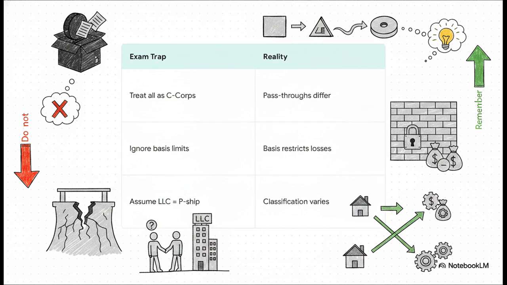Do not treat all entities like C Corps. Remember the pass-throughs. Never forget that a partner or S Corp shareholder's basis is a living, breathing, constantly changing number. Don't ever ignore separately stated items by just lazily lumping them into ordinary income. Never assume an LLC always means a partnership without checking the number of owners and looking for elections. Never deduct a pass-through loss on an individual return without first verifying the owner actually has enough basis. And finally, never confuse the tax the entity pays with the tax the owner pays.